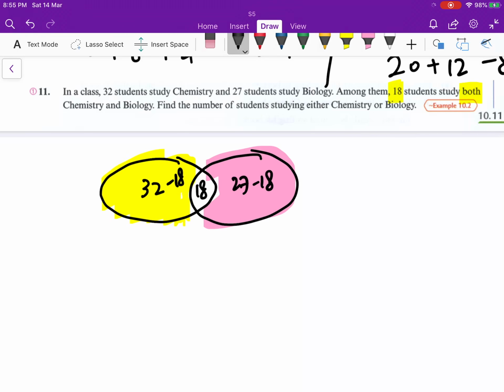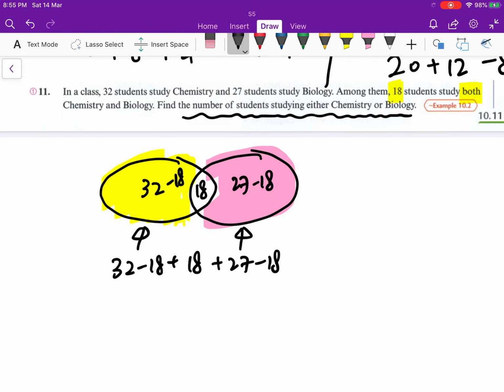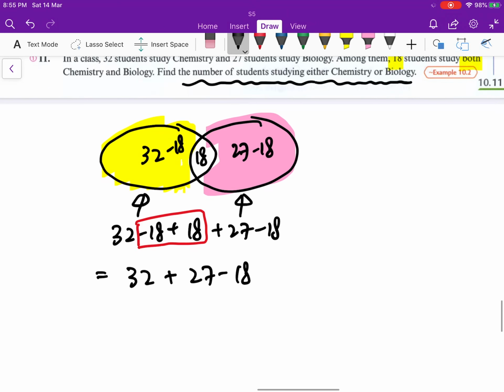So what if they ask you to find the number of students studying either chemistry or biology? That means how many students here, okay? So how can we calculate? 2 methods again. It can be 32 minus 18, the yellow part, plus the right part, plus the pink one, okay? So you can see that when you cancel one minus 18 and plus 18, it will be just 32 plus 27 minus 18. It's just like calculating an area, okay?